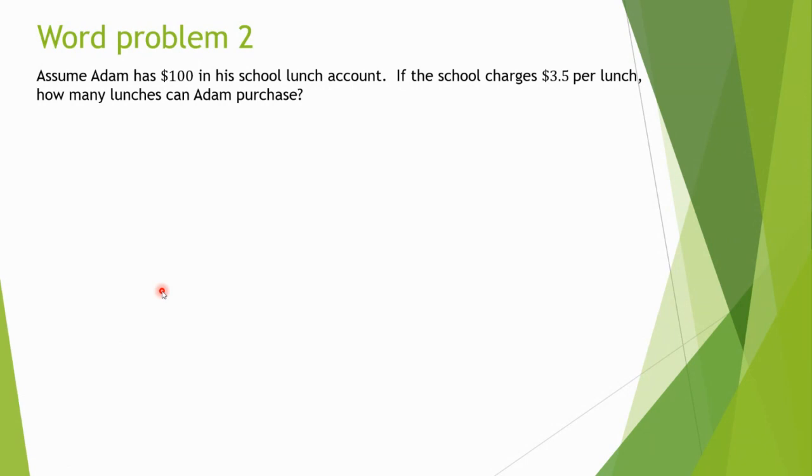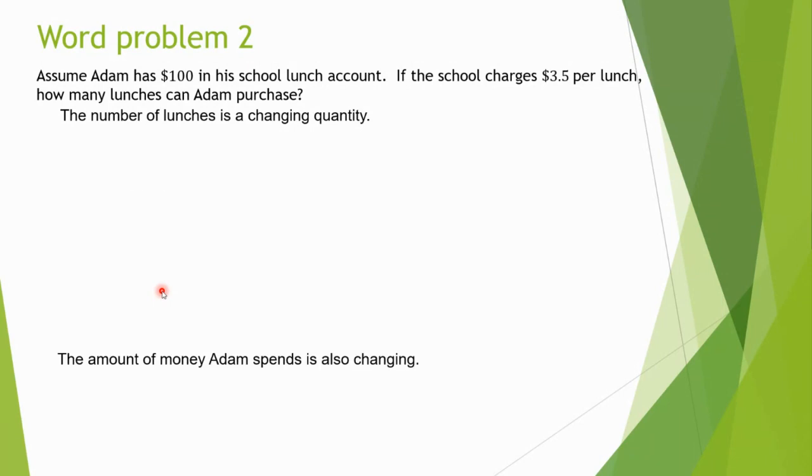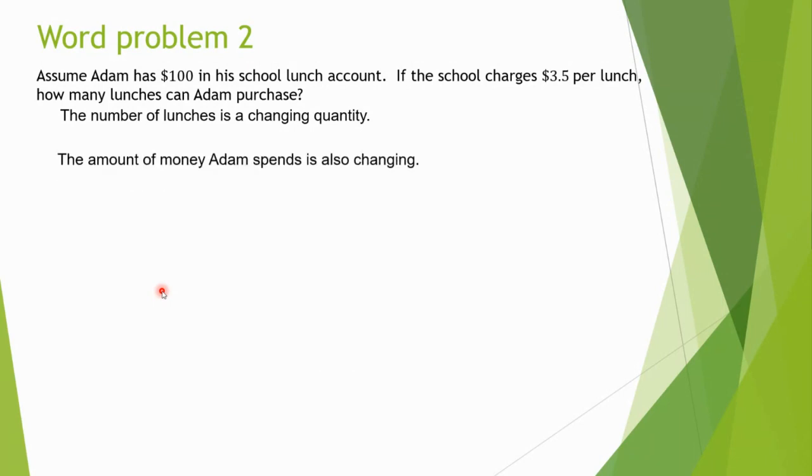Okay, so what's changing here? Well, one thing that should be kind of obvious is how many lunches Adam can buy. That's actually what we want to know, so that's going to change. And also how much money he has in his account. For each lunch he buys, he's taking money out of his account. So the number of lunches is a changing quantity. He's not restricted to buying only one or only two. And again, how much money he has in his account, how much he spends, in other words.